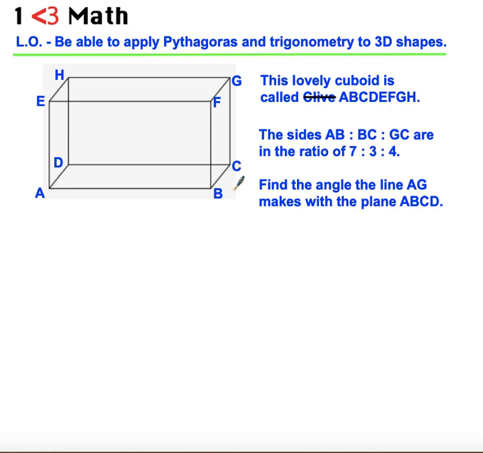Because we're finding an angle, it doesn't matter that we don't have the actual measurements of the sides, because with similar shapes, one thing that remains the same as the size of the shape increases is the size of the angles. And we're finding an angle here. That's what we're aiming for. So what we can do is note that AB is 7, BC is 3, and GC is 4.